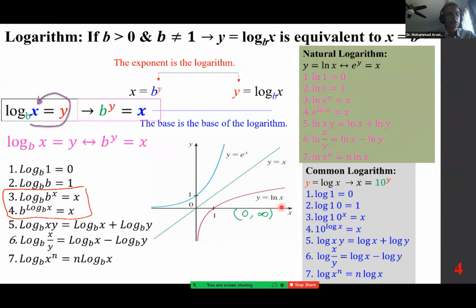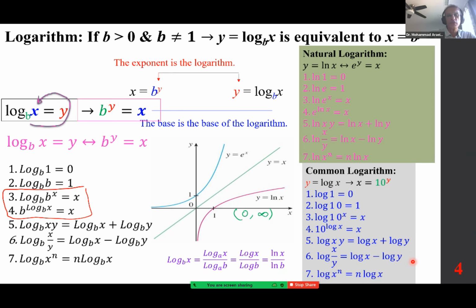Again, 3 and 4, just like this one, the fact that the two functions undo each other. Log of 10 to the power of x is x, and 10 to the power of log x is x. Product rule, log of xy is log x plus log y. Quotient rule, log of x over y is log x minus log y. Power rule, log of x to the power of n is n log x.